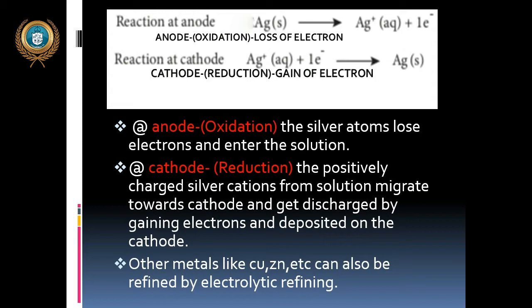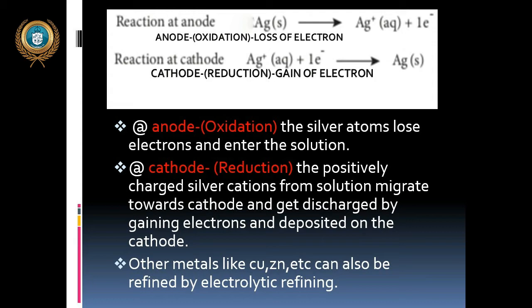So I'll read out the process here. At the anode, oxidation takes place. The silver atoms lose electrons and enter the solution. And at the cathode, reduction happens. The positively charged silver cations from the solution migrate towards the cathode. Why? Because the cathode carries a negative charge.